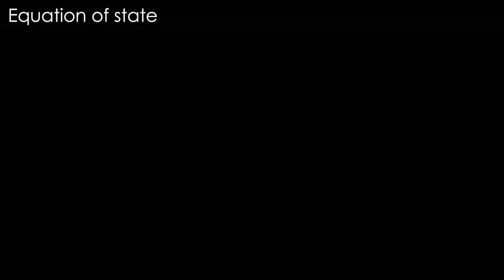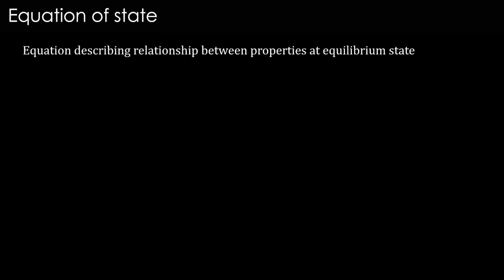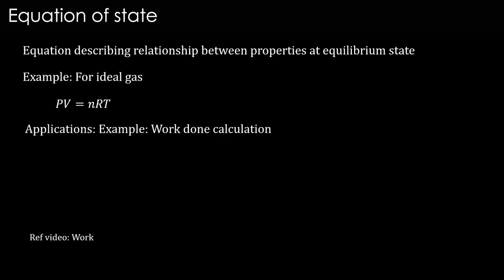Equation of state is a related concept. It is the equation describing the relationship between properties at equilibrium state. For example, PV equals nRT is the equation of state for the ideal gas. It has many applications. For example, in calculating work done, which we will see in other videos in the series, this equation is useful. See you in the next video.